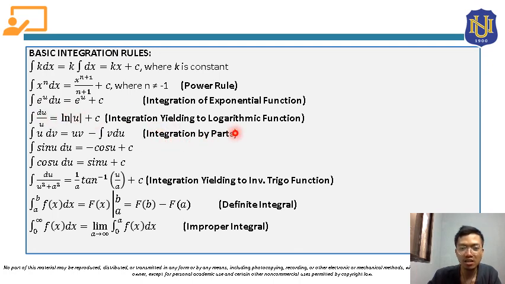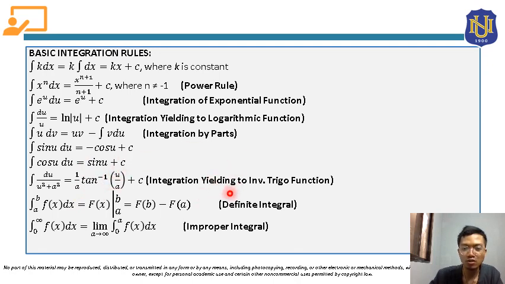Also, we can use integration by parts. As you can recall, integration by parts will be equal to uv minus the integral of v du. The integral of sine u du will just be negative cosine u plus c, and the integral of cosine u du will just be sine u plus c. For integration yielding to inverse trigonometric functions, we are going to apply this: the integral of du over u squared plus a squared will just be 1 over a arctangent of u over a plus c.